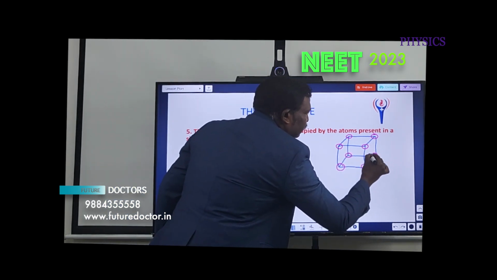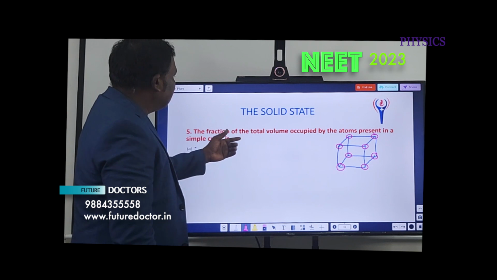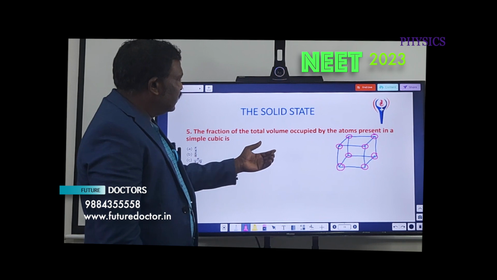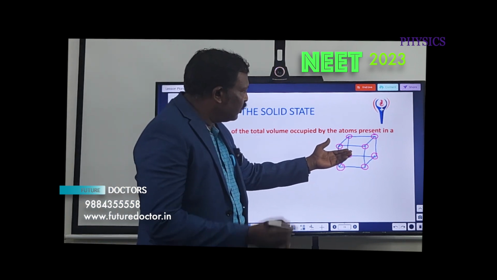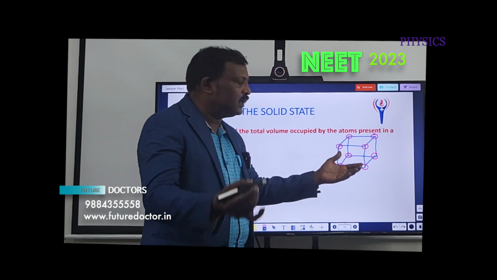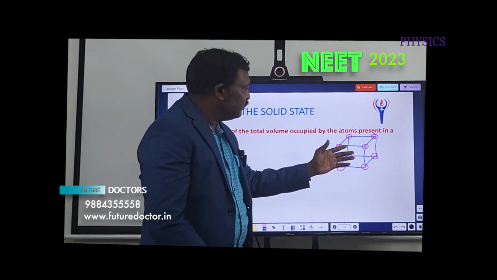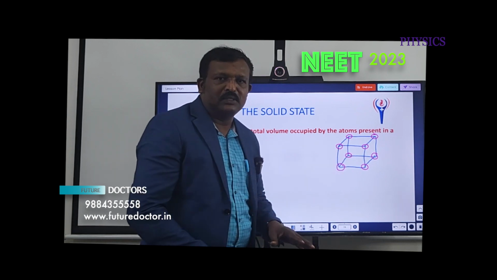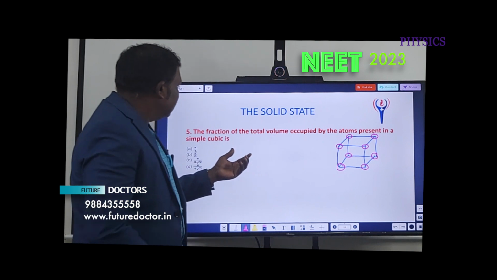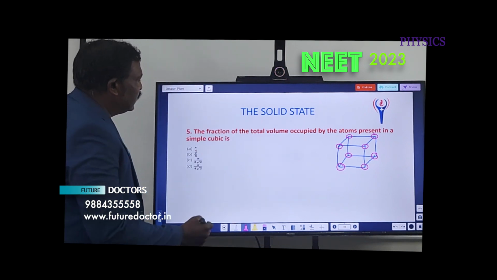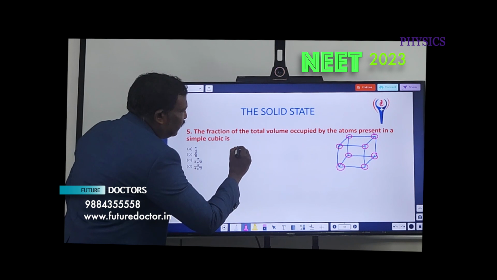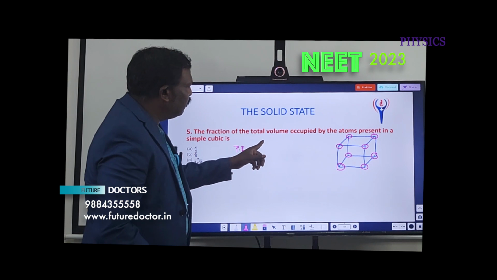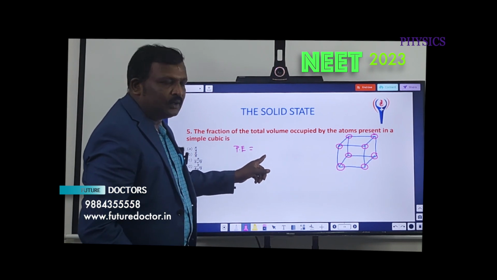But they're asking only the packing efficiency. Packing efficiency means the volume occupied by atoms in the unit cell by the total volume of the unit cell. Suppose in this unit cell, how much space is occupied by atoms by the total volume of the unit cell. That's what we call packing efficiency. This only they're asking. So the packing efficiency is equal to the volume occupied by atoms in the unit cell by the total volume.